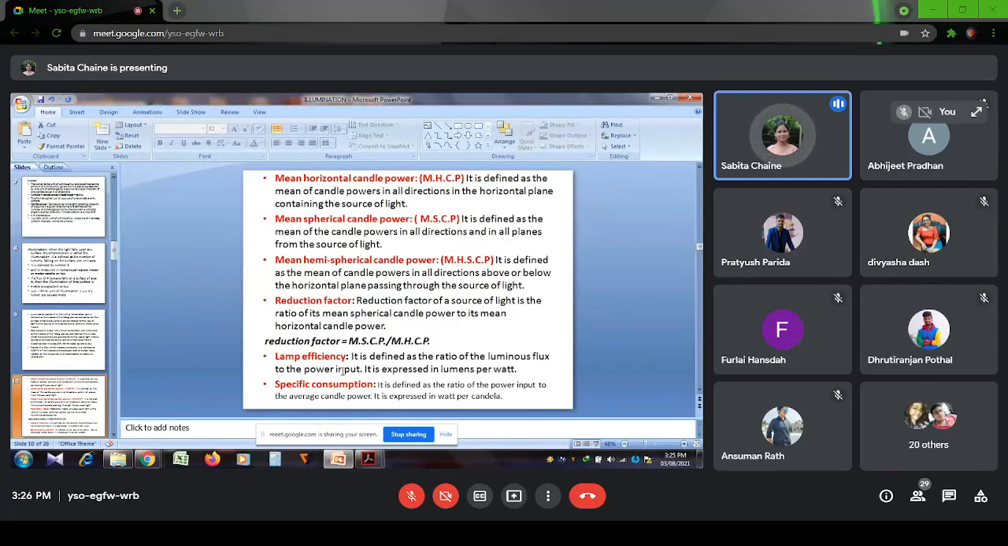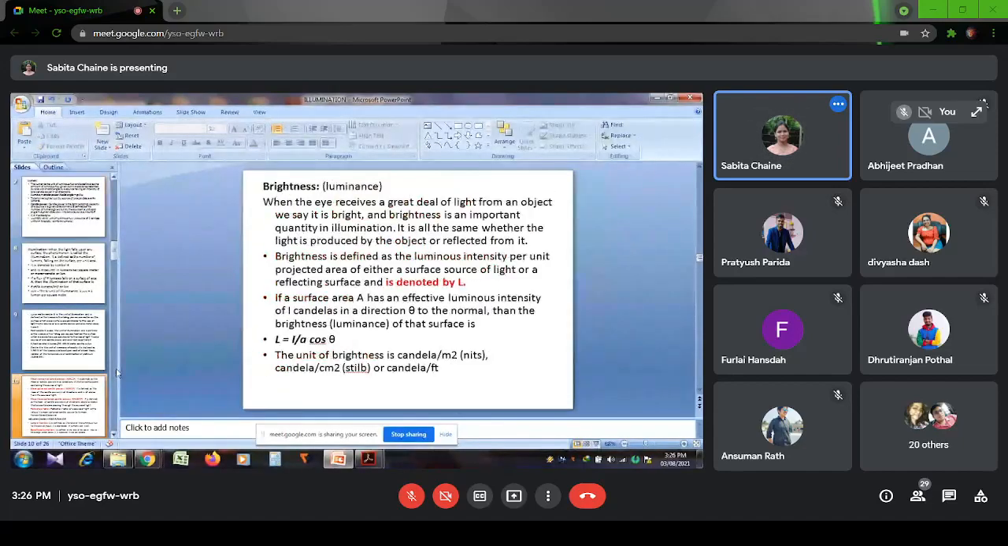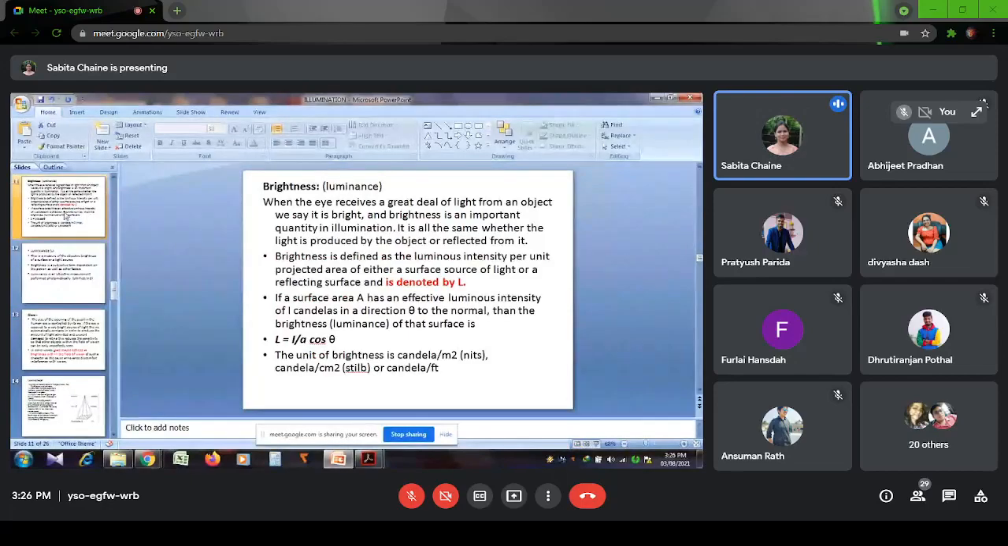Is it clear or not? This is most important. You will remember this. Then from this formula you will solve the problem. Okay, so next class we will do the brightness.